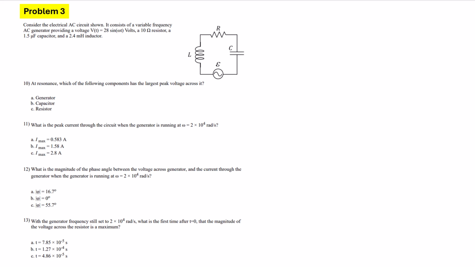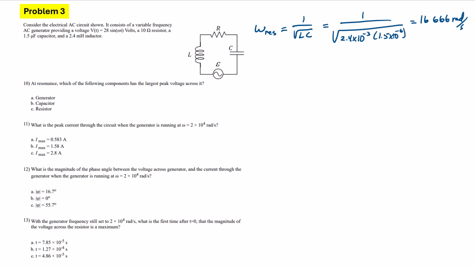All right, so what we should do right here is probably calculate the resonant frequency, it's just always kind of a nice step. Resonant frequency for this type of AC circuit is 1 divided by the square root of LC. Let's substitute in our values. We're given the value of the inductor and the capacitor. That's pretty straightforward. 2.4 millihenry, 10 to the minus 3, multiplied by 1.5 times 10 to the minus 6 converted into farads. And what you get is about 16,666 radians per second. All right, that's our omega.